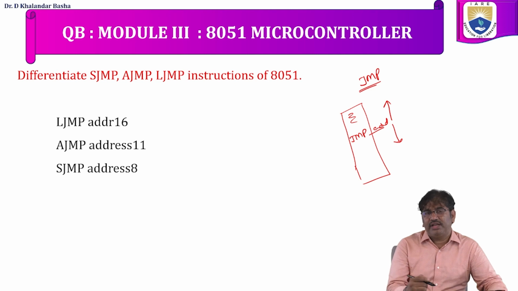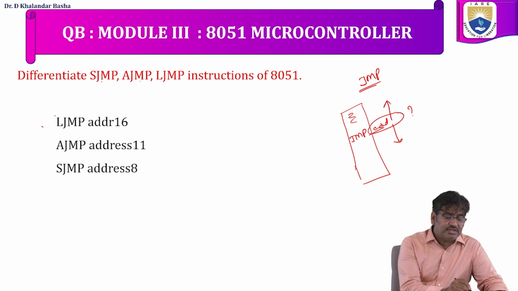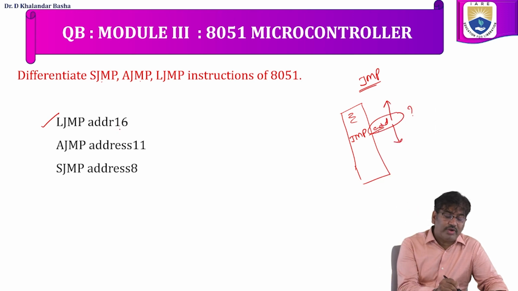How much distance we can have for this jump will vary for SJMP, AJMP or LJMP. So whatever address you are specifying, what is the size of that particular address space? Whether it is 8 bits, 11 bits or 16 bits, depending upon that, we have 3 unconditional jump instructions: long jump, absolute jump and short jump. The syntax of the instruction for LJMP is LJMP followed by the address, which is 16 bits wide.